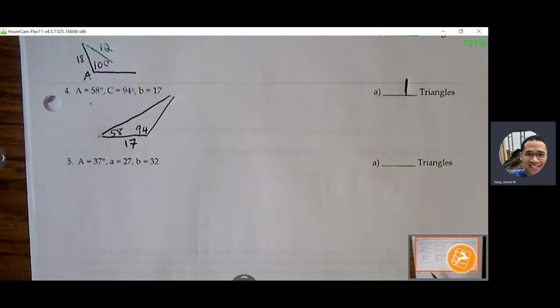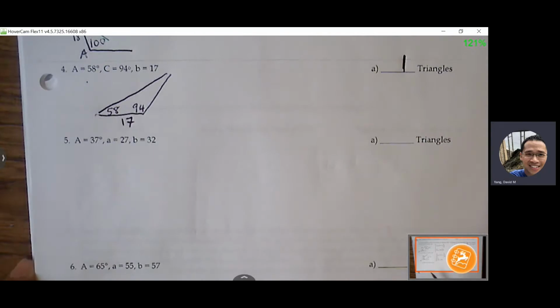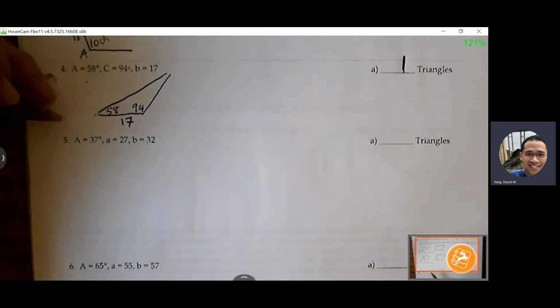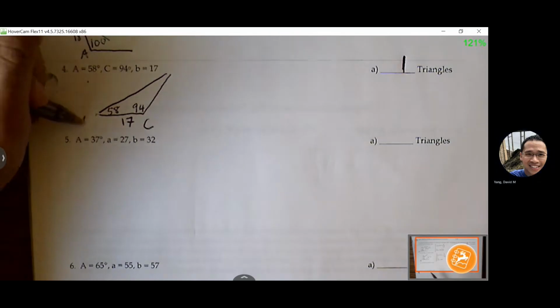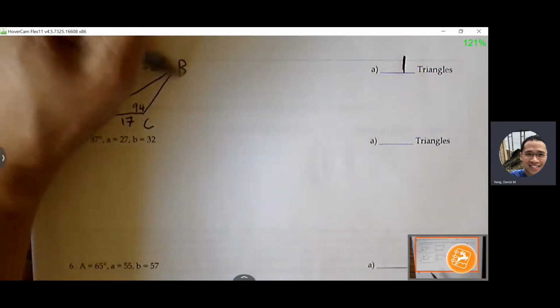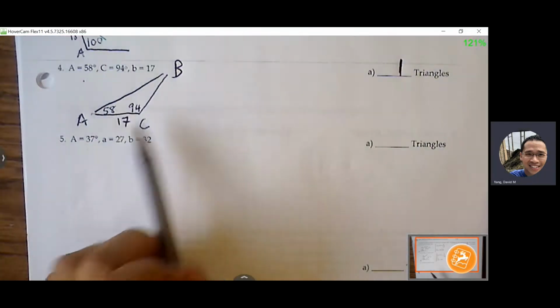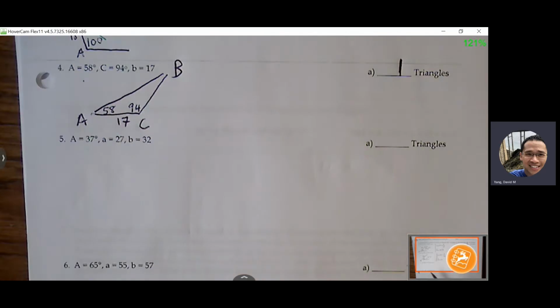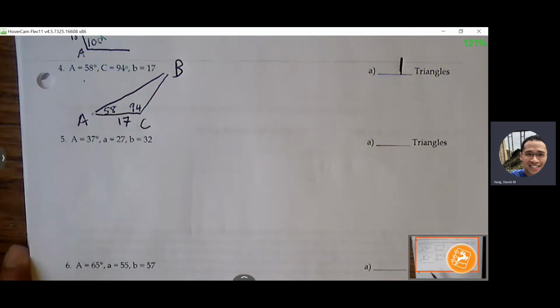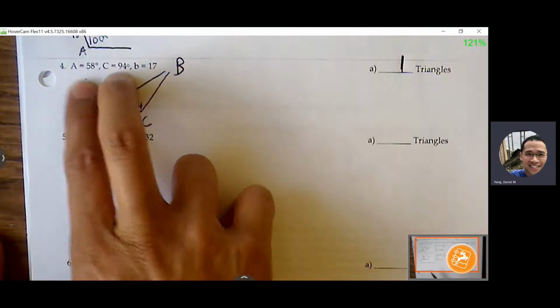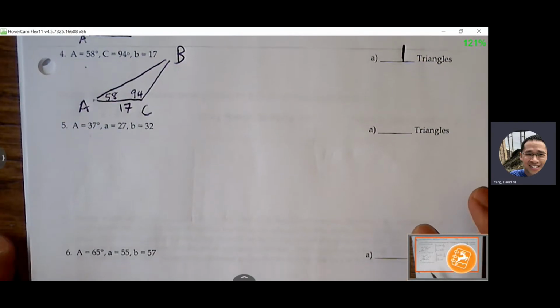Why is the 17 on the left? I had my angle C, angle A, angle B. So you can draw your triangle any way you want to. I just drew it in this orientation. But essentially, if you have 2 angles, you're always going to be sitting at 1 triangle.